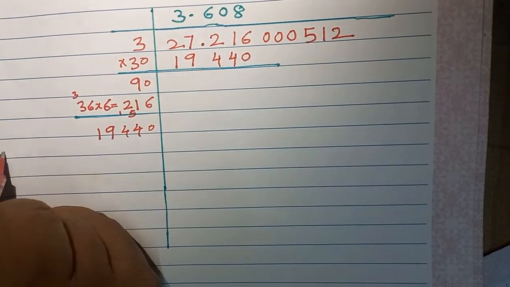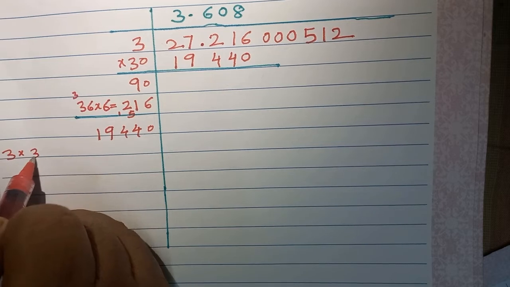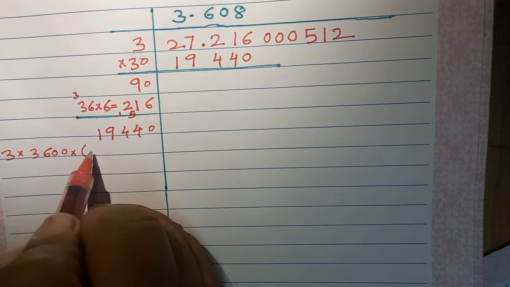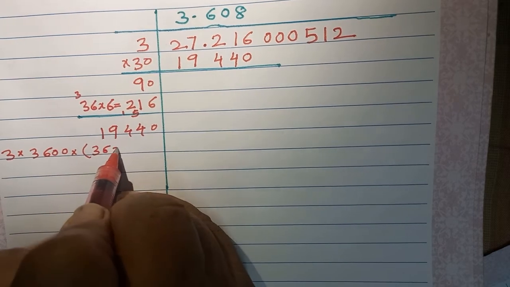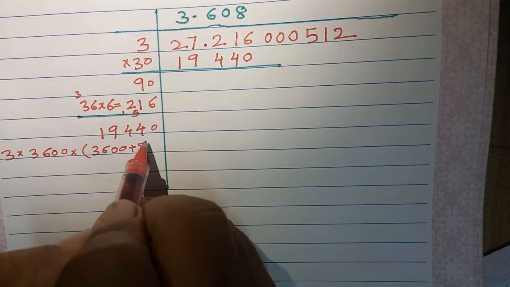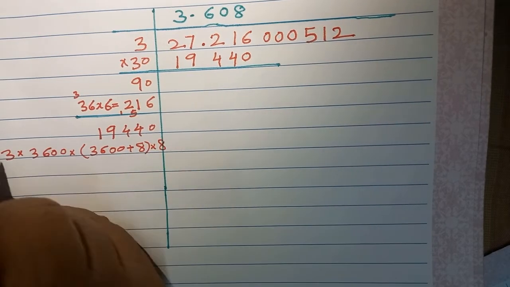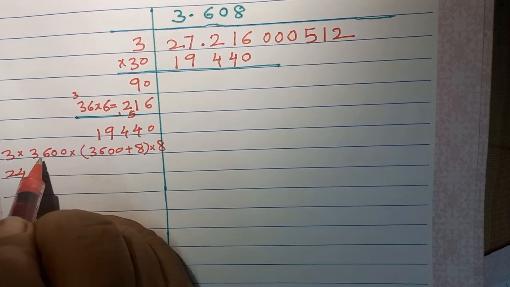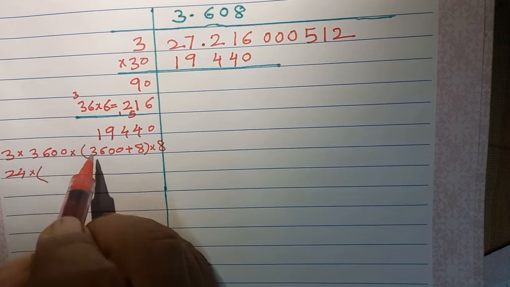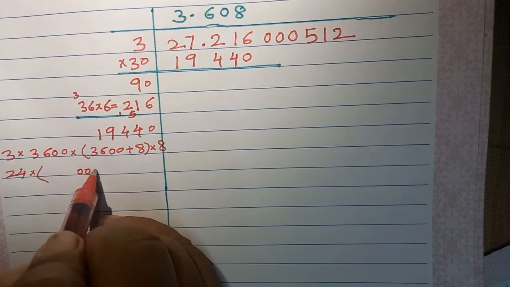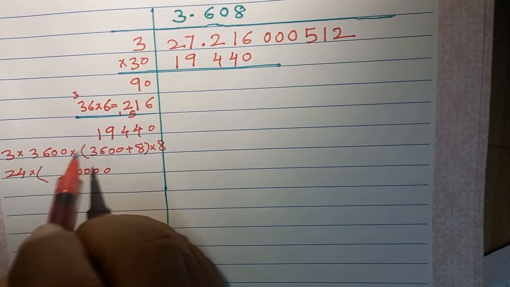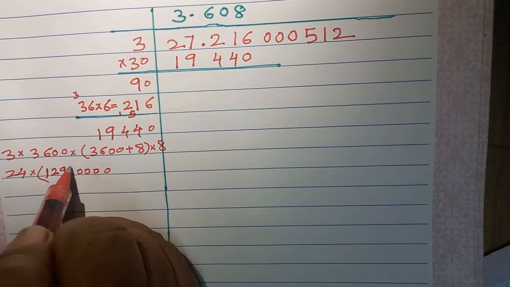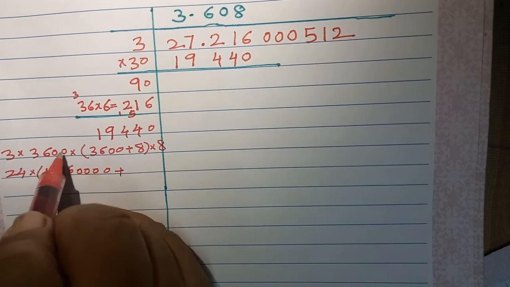Now 3 multiplied by 3600, plus 8 into 8. Now 8 into 3 is 24. Now 36 square. 36 square is 1296 plus 00.